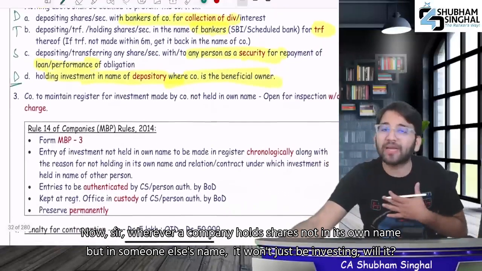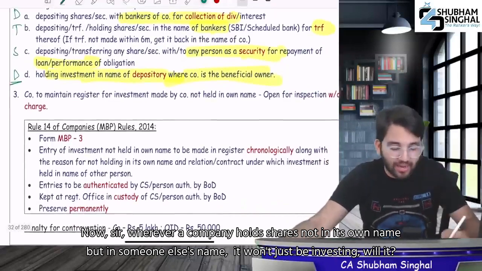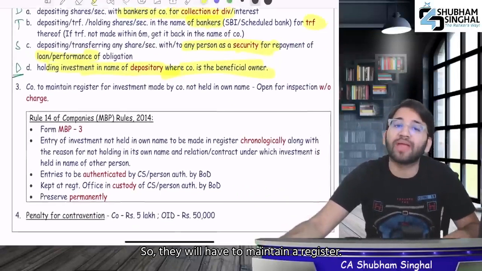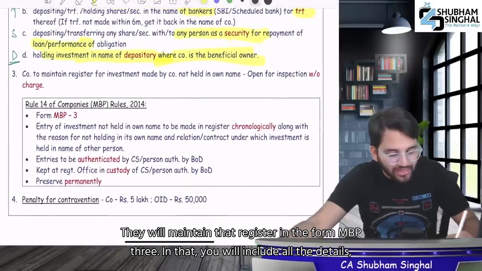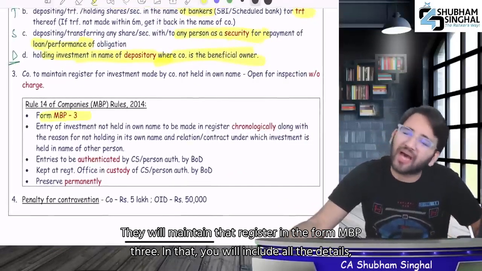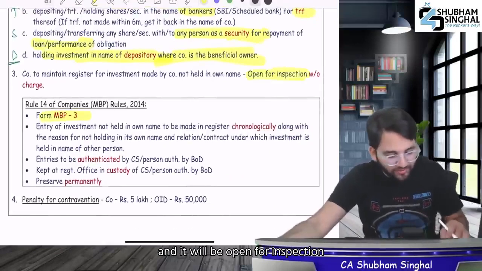And whenever a company holds shares or makes an investment, not in its own name but in someone else's name, they will have to maintain a register. They will maintain that register in Form MBP 3. You will include all the details in it and it will be open for inspection.